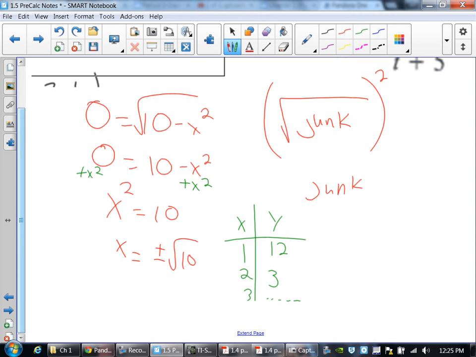What you're looking for is the largest values before you get to all decimals in the y column. The number in front would be the number outside the radical. The number inside is the number underneath the radical. So the square root of 12 becomes 2 root 3. Okay? That's how that would work.